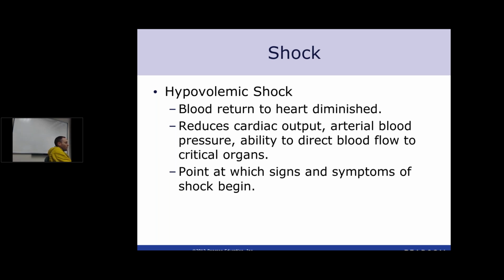You might have blood if you're transferring from another hospital, right? But most of the time it's just red blood cells. So you have to be careful with hemorrhagic shock.